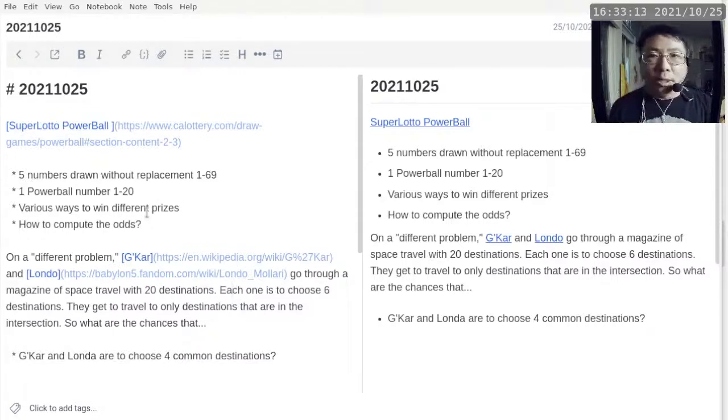And we want to figure out what are the chances that someone can win a partial prize? Like, what if I have two matching lucky numbers and also the Powerball number? What are the chances that that's going to happen?